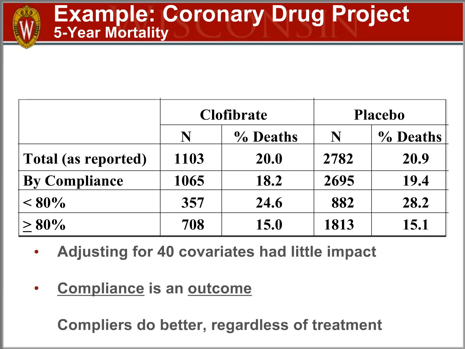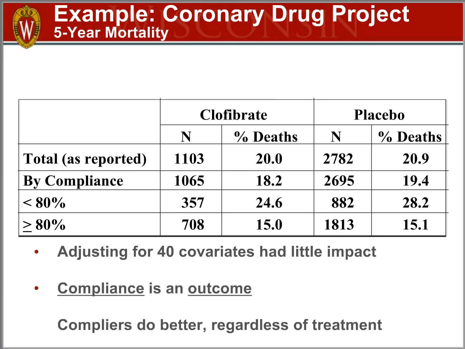If you examine the data on clofibrate, the poor compliers, less than 80%, have a 24.6% mortality. The good compliers, those who took 80% or better, have a 15.0% mortality, indicating that if you take the medication, you do well. However, notice the results in the placebo arm. Here too, if you take the placebo, you do pretty well. In fact, you do the same as if you take the drug, clofibrate. So compliance is a confounder, and you can't unravel it. If you do try, you'll get results which make no sense. Good compliers on placebo doing better than poor compliers on placebo suggests the opportunity for confounding and bias.